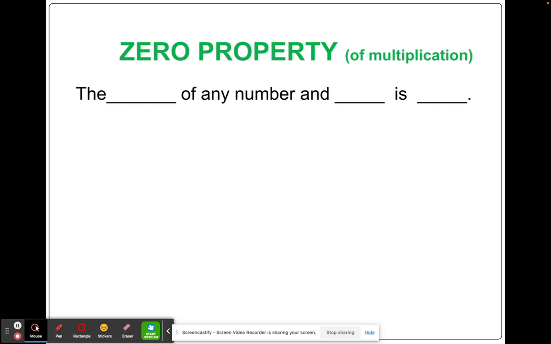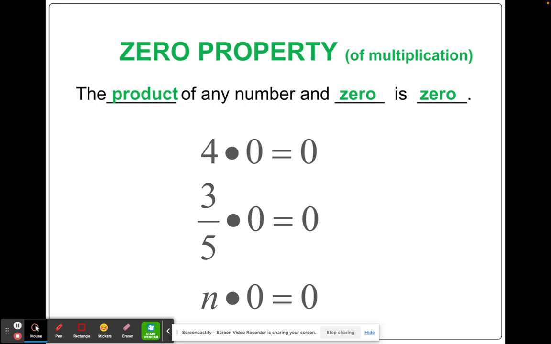The first one is the zero property of multiplication. You've known this one since you first learned to multiply. The product of any number and zero is always zero. You've known that, 3 times 0 is 0. Any number times 0 is 0. 4 times 0 is 0. 3/5 times 0 is 0. Any number times 0 equals 0.